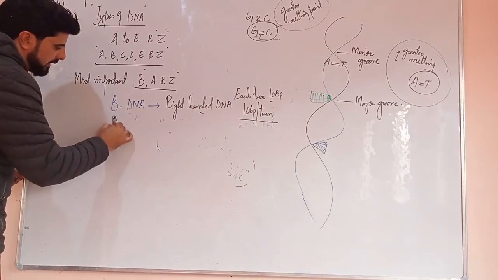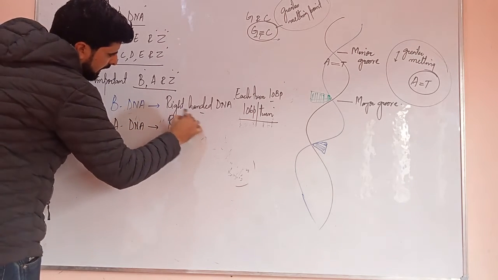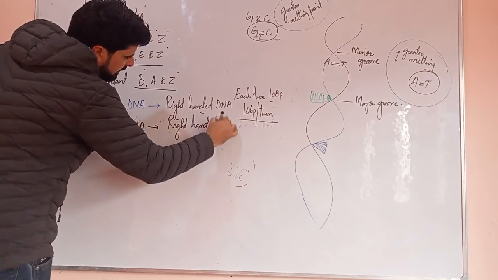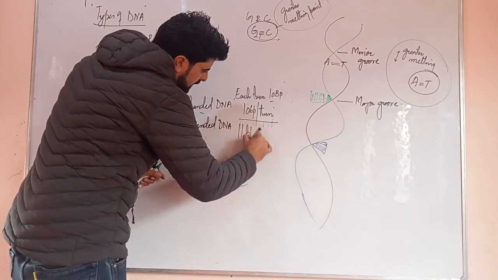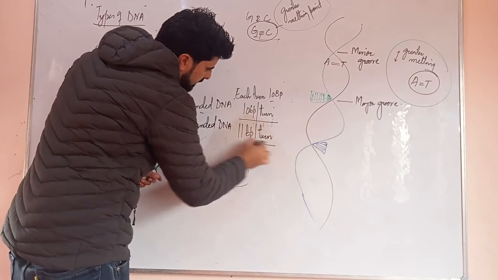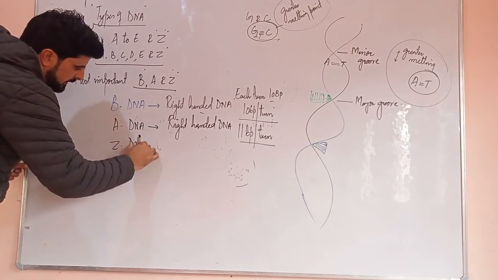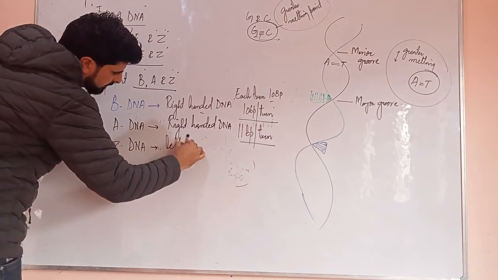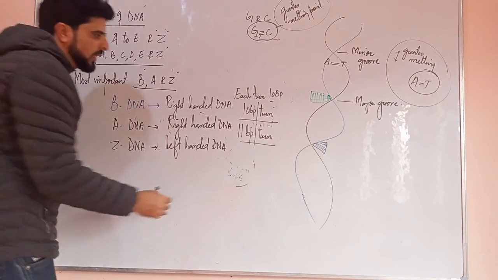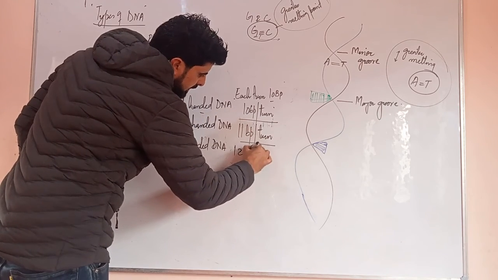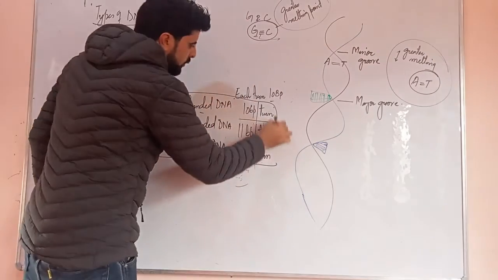If we take A-DNA, it is also a right-handed DNA. It has about 11 base pairs per turn. So we have 11 base pairs per turn in the case of A-DNA. Then we have Z-DNA, which is a left-handed DNA. In the case of this left-handed DNA, we have 12 base pairs per turn. So this is the most important information which you have to keep in mind.